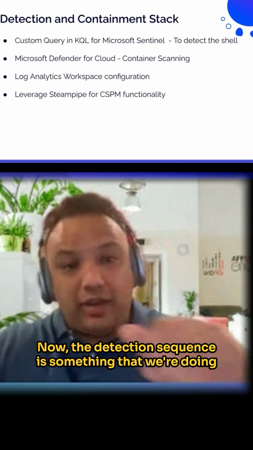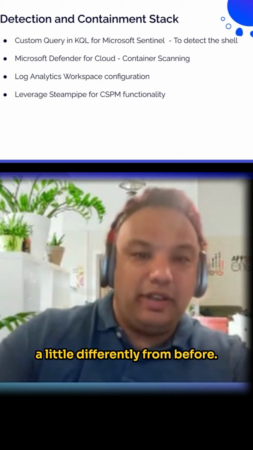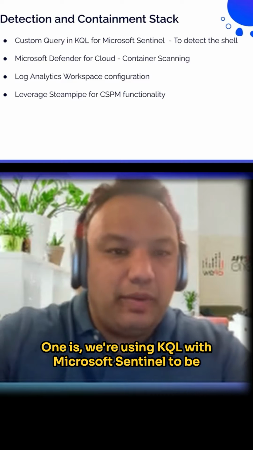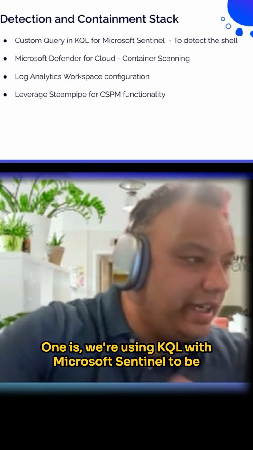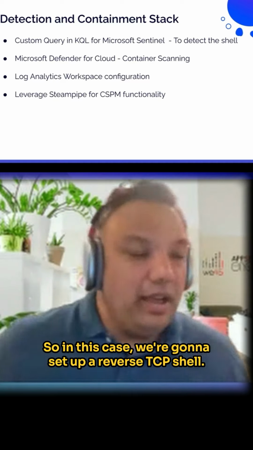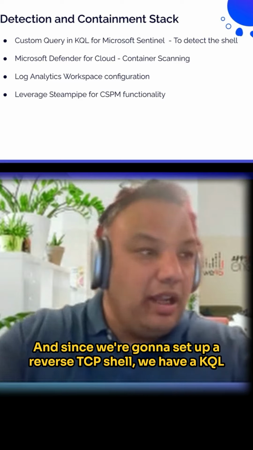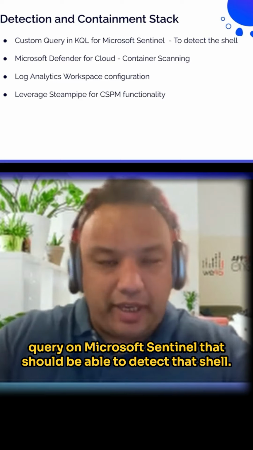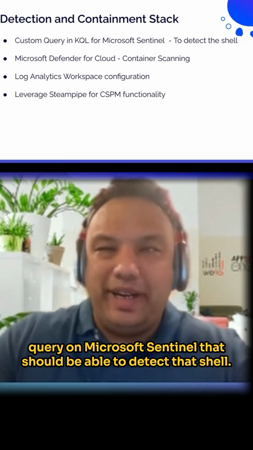Now, the detection sequence is something that we're doing a little differently from before. One is we're using KQL with Microsoft Sentinel to be able to identify the shell. So in this case, we're going to set up a reverse TCP shell. And since we're going to set up a reverse TCP shell, we have a KQL query on Microsoft Sentinel that should be able to detect that shell.